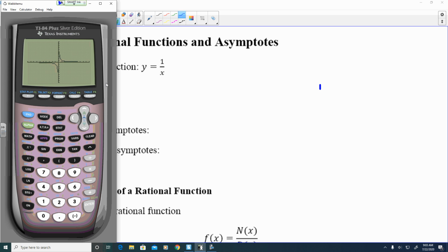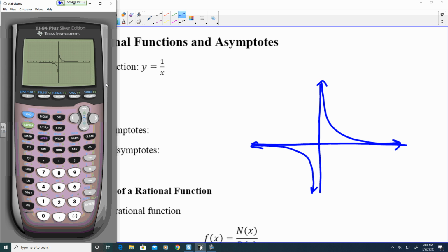Okay, so we see two separate little pieces. We see a little piece in the third quadrant and in the first. This one probably needs to be a little closer to the axis here for accuracy. There we go. So I see that the pieces are just approaching the axes. So it looks like it can't ever touch the x-axis. I'm going to draw that in as a dashed line to indicate the asymptote. And same with the y-axis.